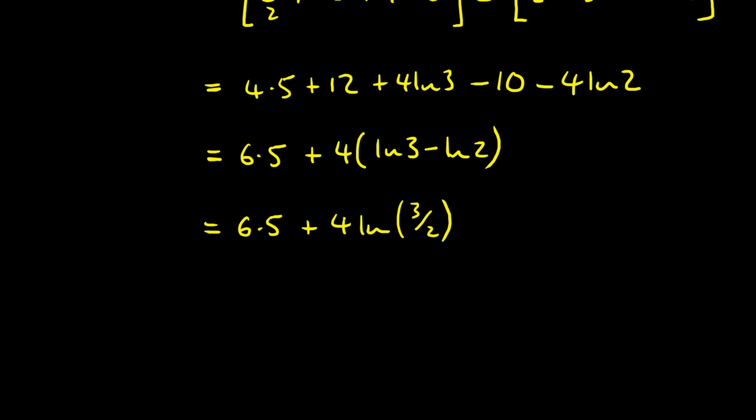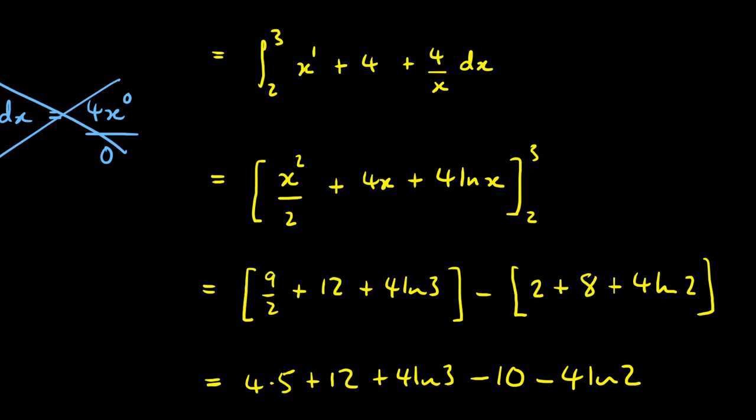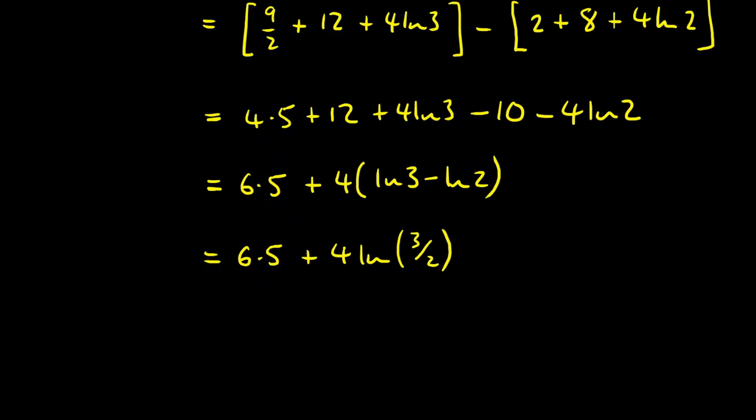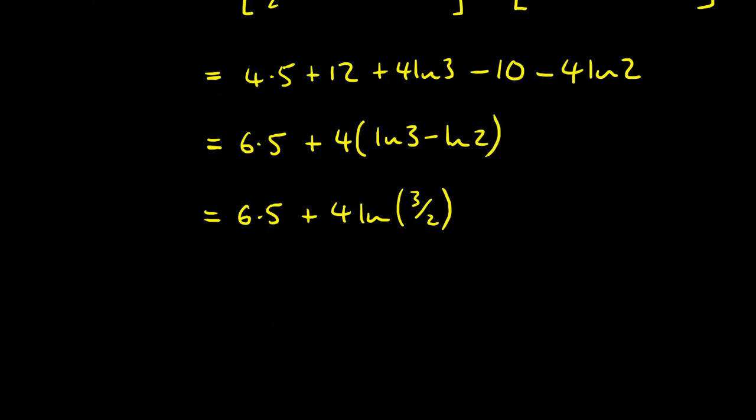All right, then. I'm going to see if there's a particular way they want us to write this answer in the mark scheme. That seems okay to me, but let's see what they want. Yeah, 6.5 plus 4 ln 3 upon 2, or exact equivalent, right?